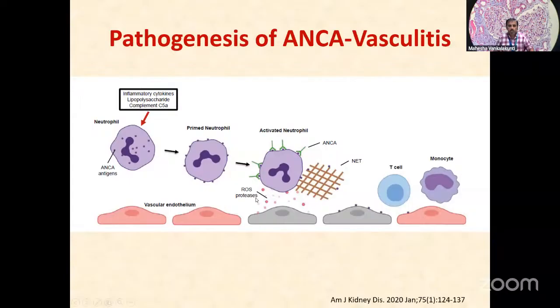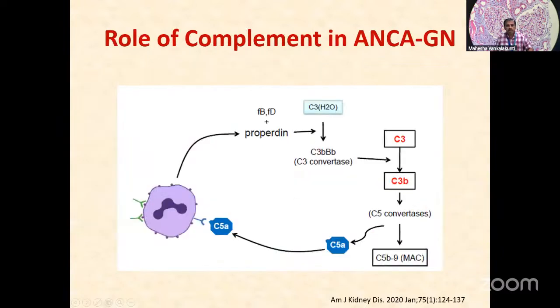And the proteases, and along with that, there is damage of the vascular endothelium. Following this, there is the activation of the T cells and the monocytes because of the recruitment of these proteases, and the damage is further accentuated by the activation of the alternate pathway because of this.